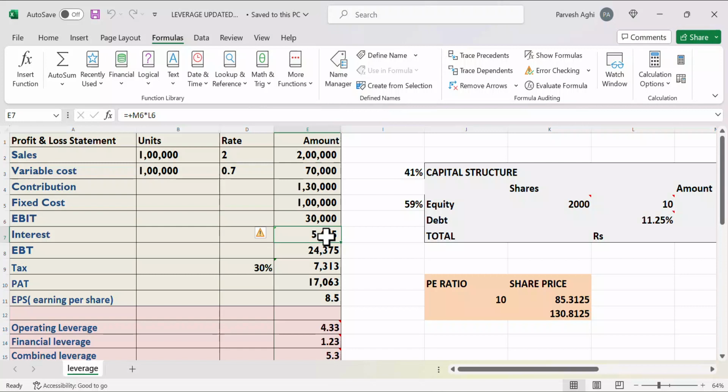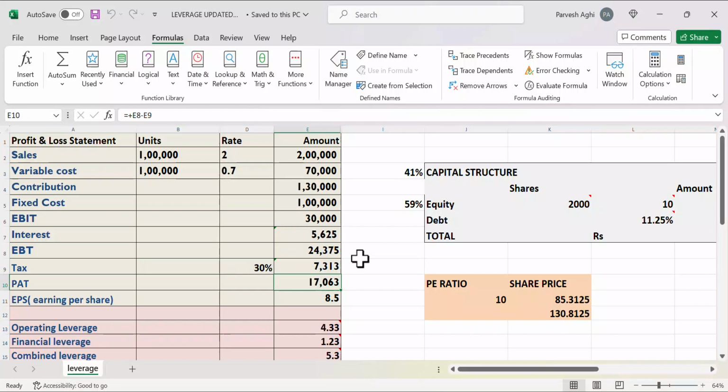Then EBT, earning before tax, which is, just listen to me please, 30,000 minus the interest. So this is EBT, earning before tax. Now tax. I have assumed 30% tax. So I've calculated 30%, and you can check the formula. It is basically this multiplied by 30%. Then this is the PAT, profit after tax.